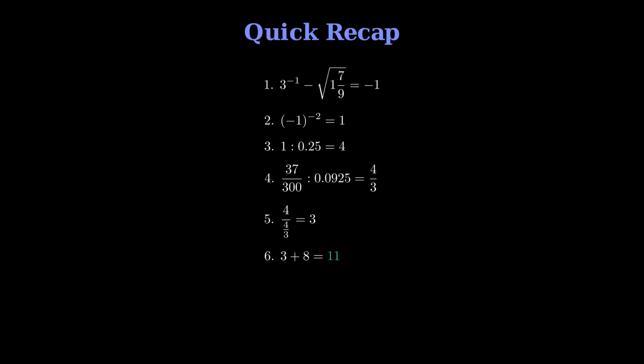Quick recap of our 6 steps. Negative exponents, mixed numbers, decimal conversions, and fraction division, all leading to 11.